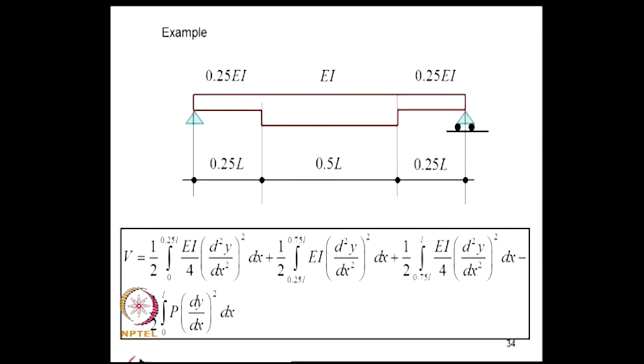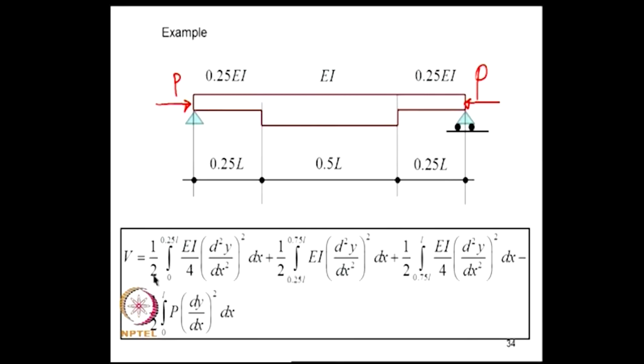So, to illustrate this, let us consider a single span beam which is made up of stepped cross sections. The middle half has a flexural rigidity of EI and the other quarters have EI by 4. This structure is subjected to axial loads, and I am interested in knowing the critical value of this load P where the equilibrium position y equal to 0 loses its stability.